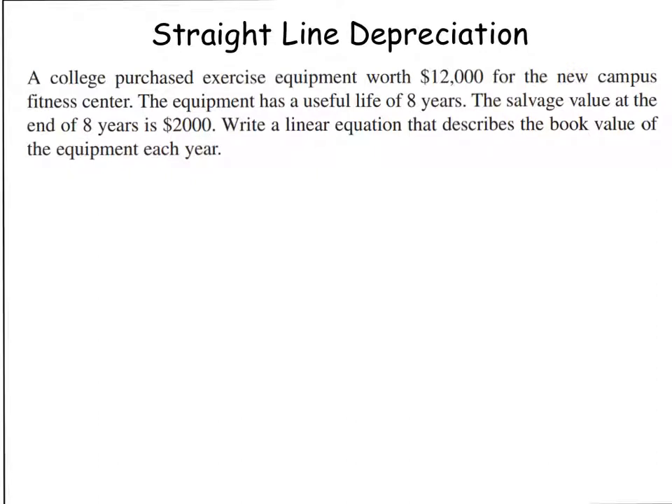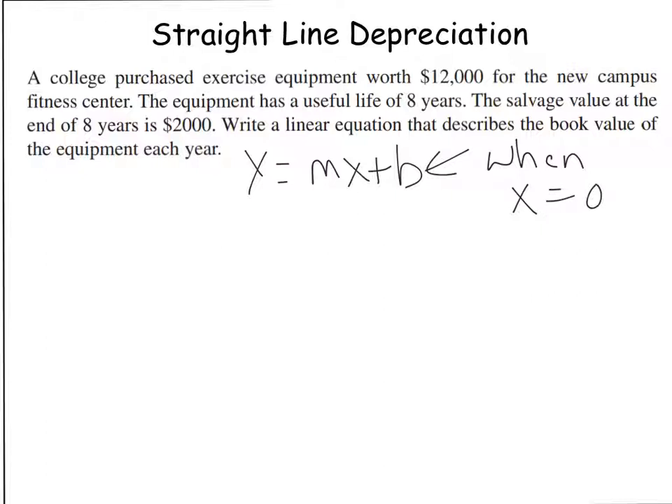These last two examples involve writing equations, okay? So what we'd be after here is to get an answer in the form of y equals mx plus b. So I need a slope and I need a y-intercept. And again, the big thing with the y-intercept is it happens when x is 0. I'm going to say that x is time in years after purchase.